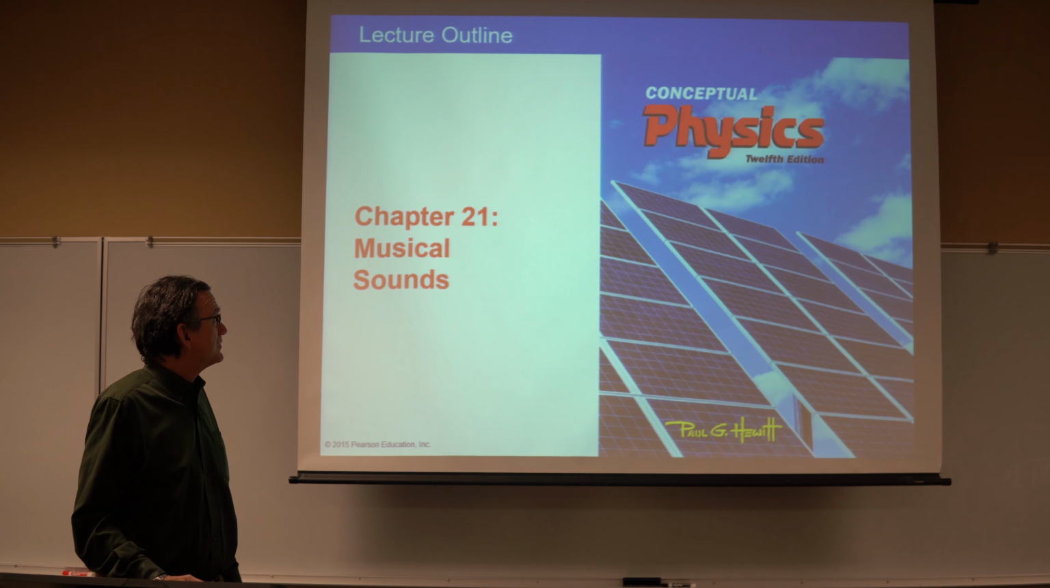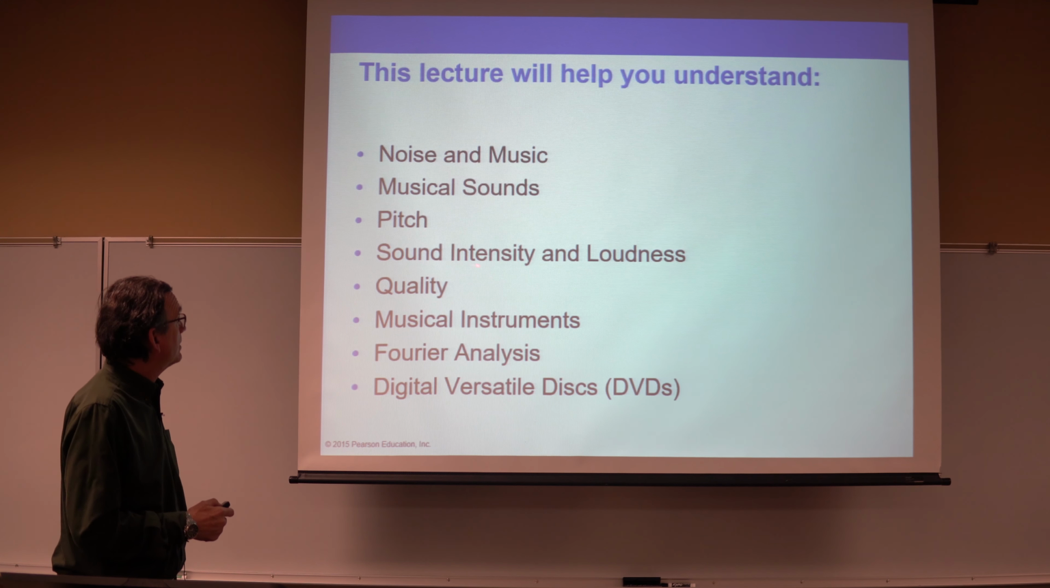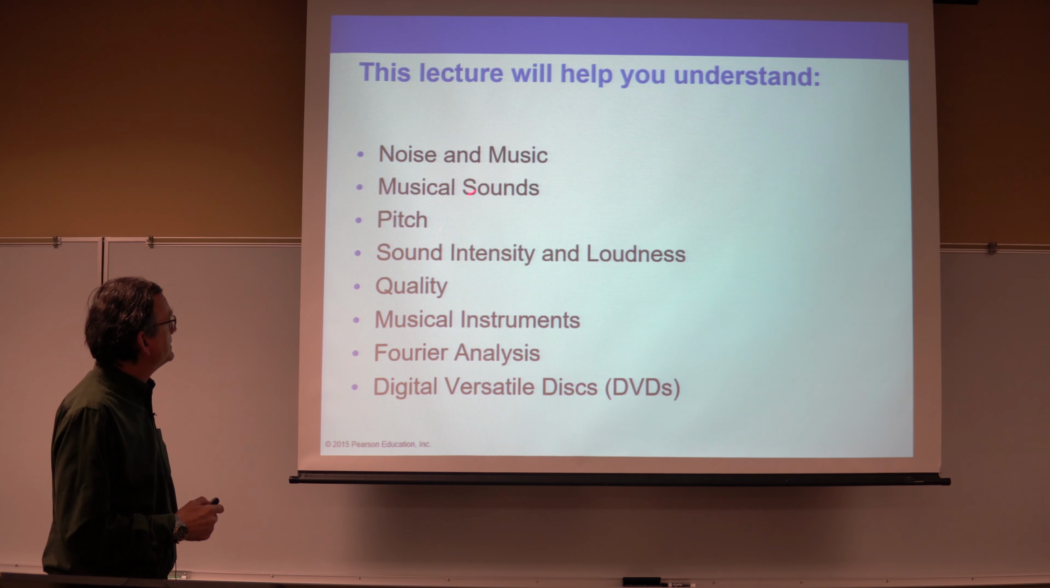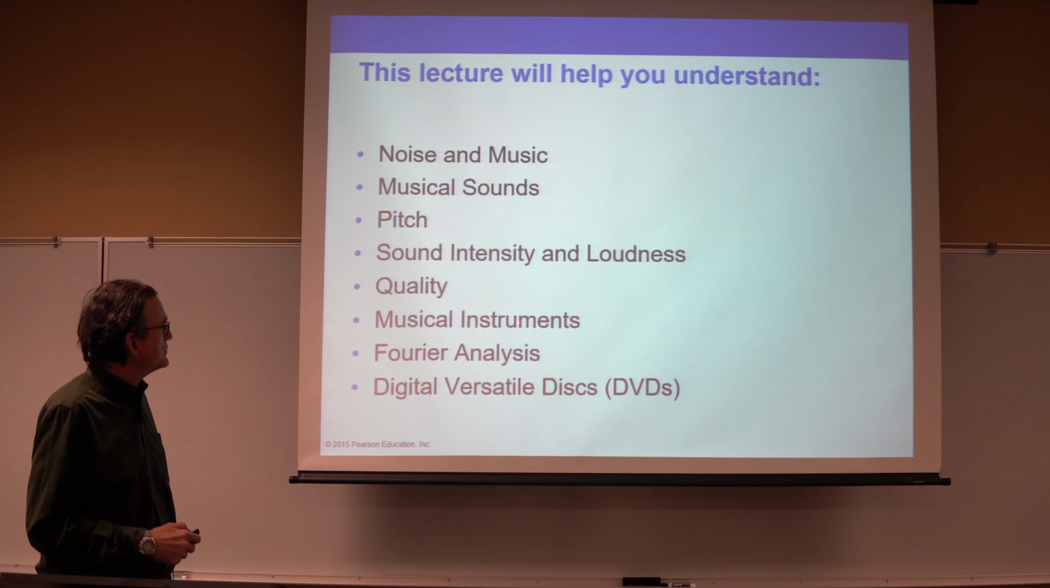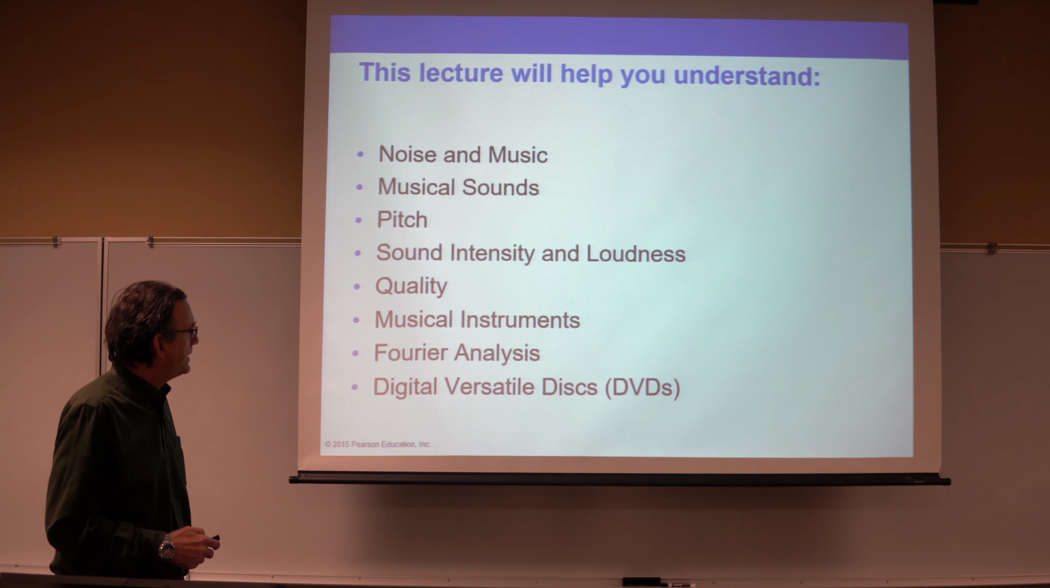The three main qualities that we are going to talk about are pitch, intensity, or loudness, and something that's not on this slide, which is called tone or timbre. So that is another aspect. Actually it's listed here as quality. So pitch, intensity, and quality. We'll talk a little bit about how musical instruments produce those sounds and those waves, and then we'll finish up with a little bit on Fourier analysis.